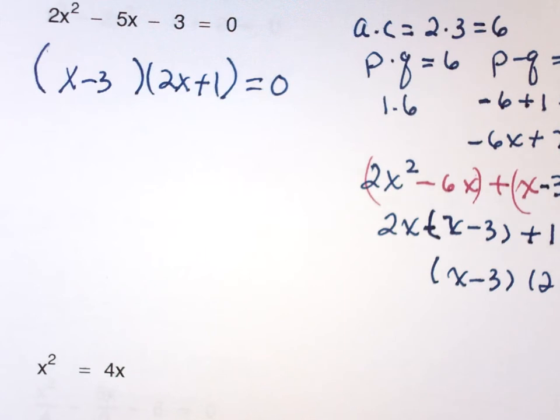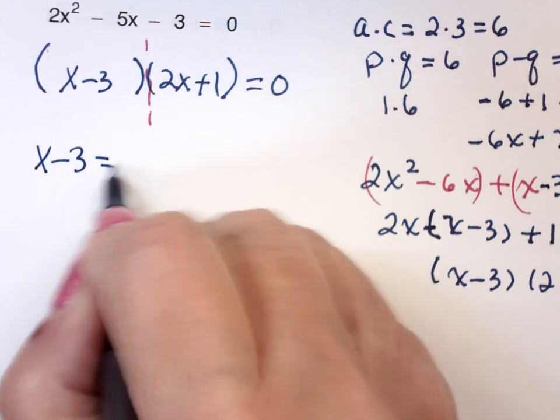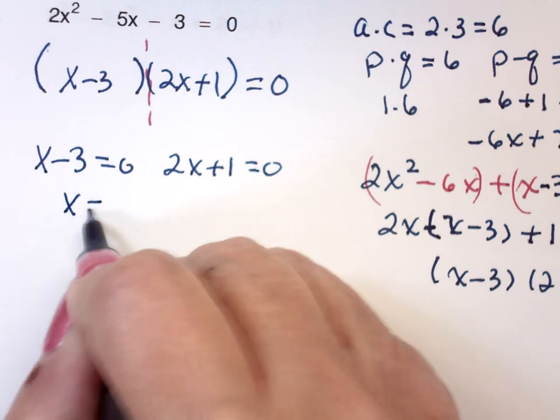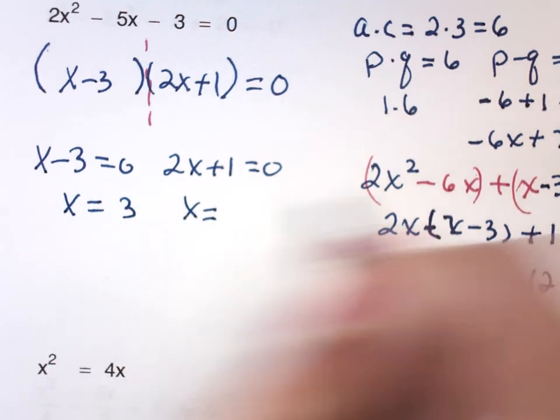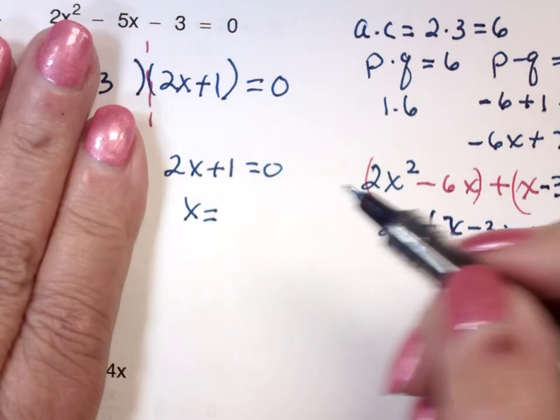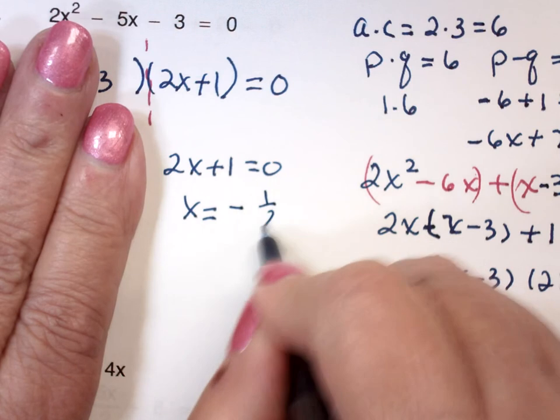Right. So now we've got a problem just like any other. Two things multiplied together give me 0. That says x minus 3 equals 0 and 2x plus 1 equals 0. X equals 3. 2x plus 1 equals 0, so x is what? Negative 1/2.